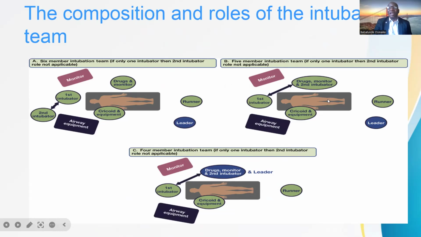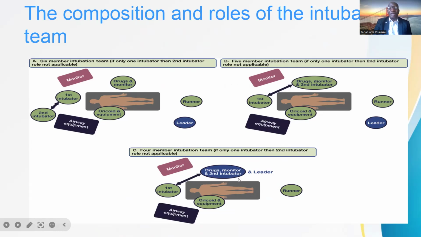Then you have the 5-member team, where you have the first intubator. Here you don't have the second intubator. You have somebody managing drugs and monitoring, who will also serve as second intubator. Then you have somebody providing cricoid pressure and taking care of other equipment. You have your runner and leader.